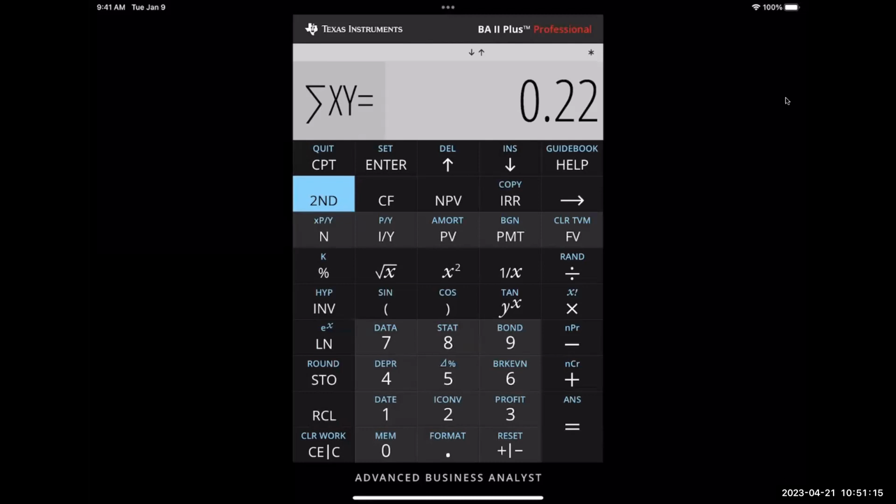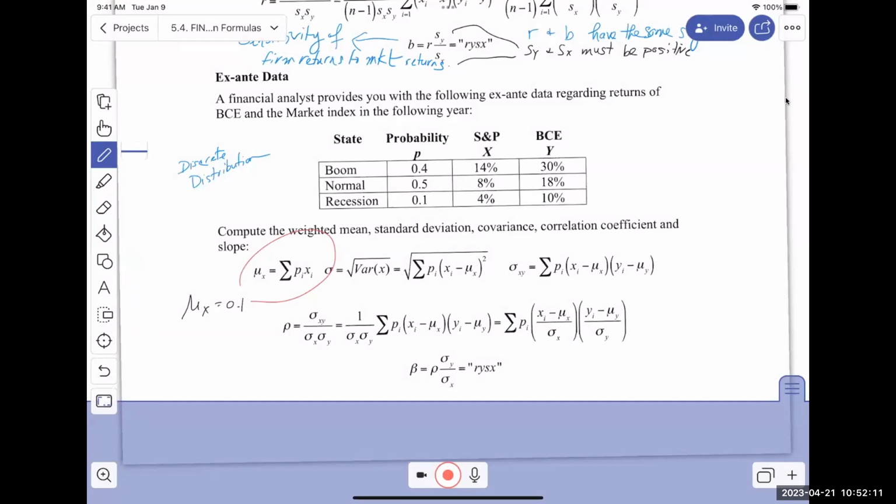I think that's what I get. Is that correct? I don't know if that's correct, but let me check what I did. So the weight is 0.4 and 30%, 0.5 and 18%, 0.1. So I overwrite what I did before and I do it again. And I get 22. So that's the weighted mean of Y. You got the same? 22%.